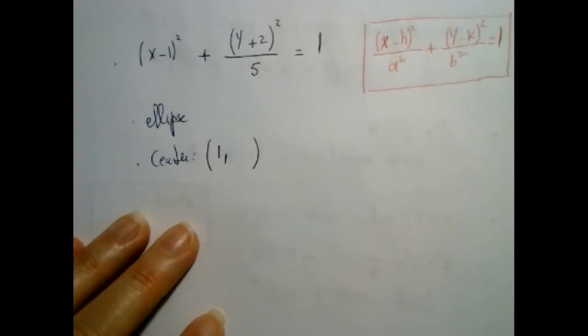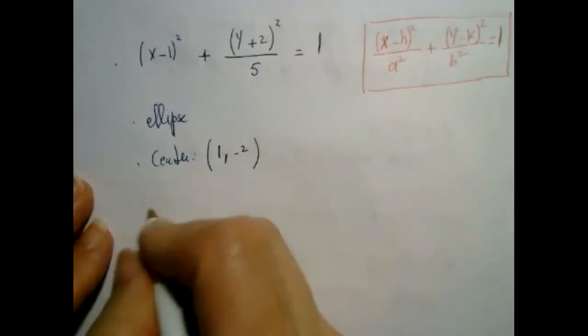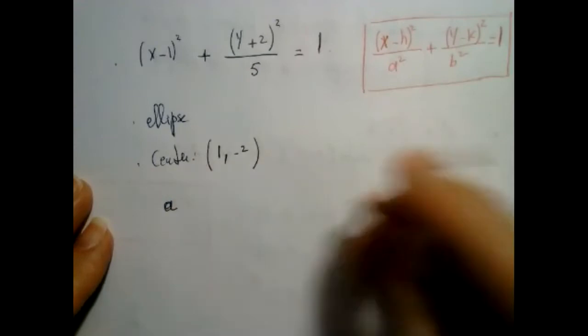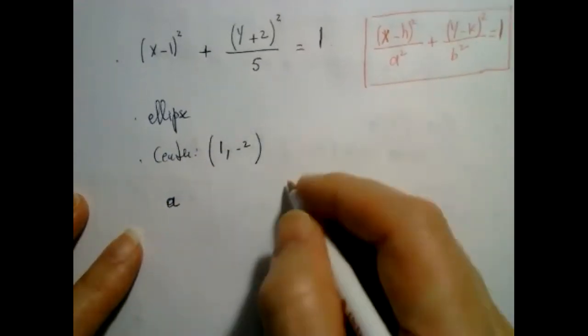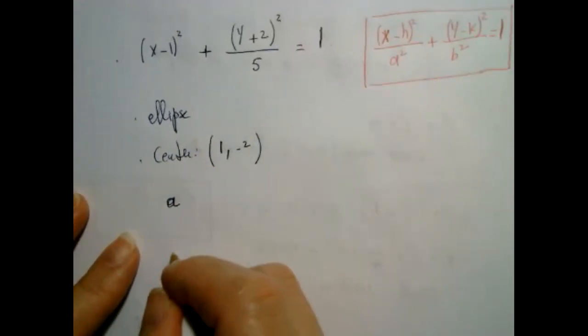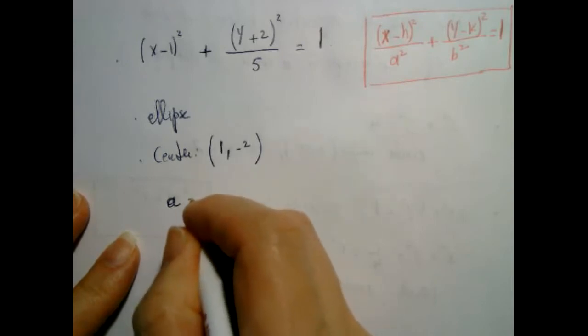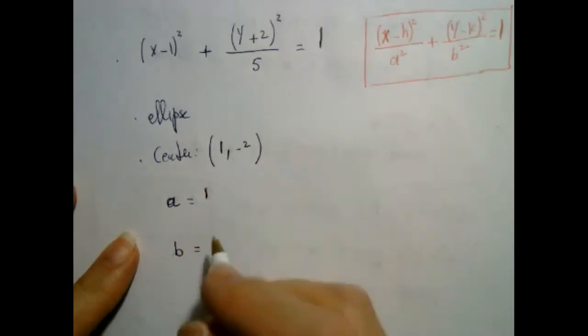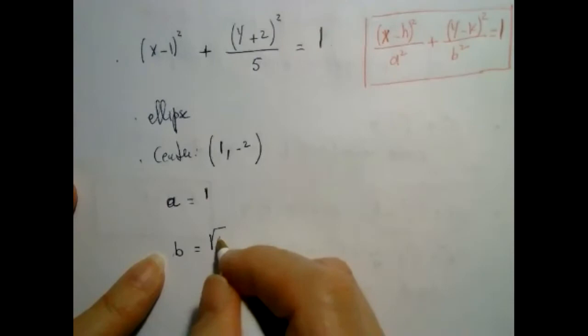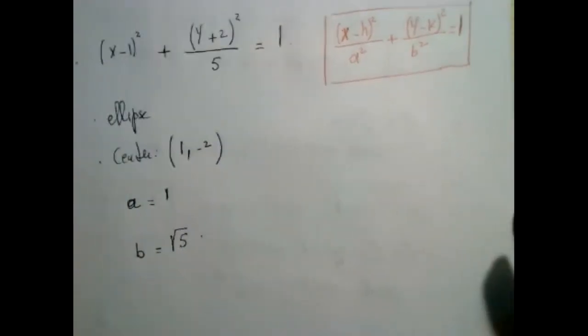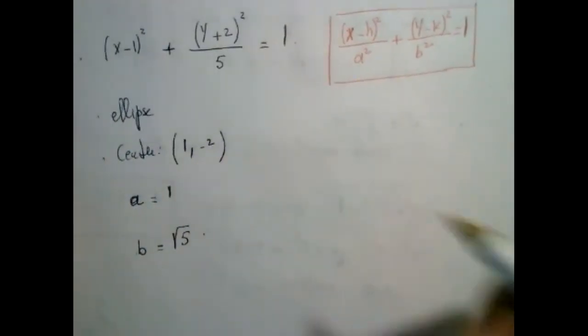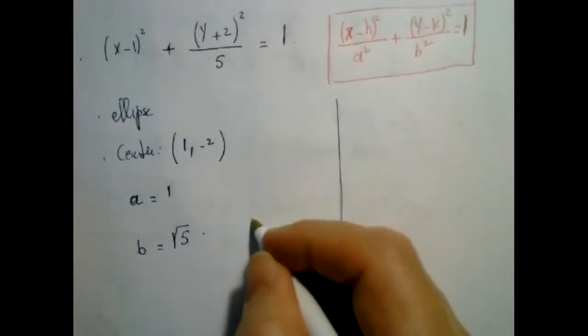It would be -2. What's the A? And what's the B? The A would be 1, and the B would be the square root of 5. Absolutely correct.